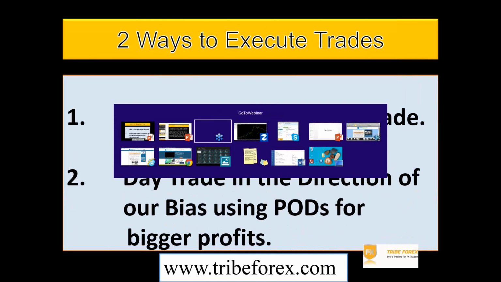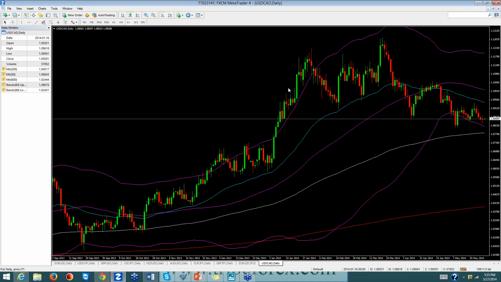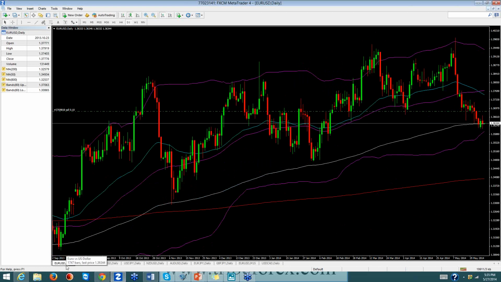So let's go ahead and take a look at the charts. What you're going to notice is today I am trading off of a FXCM chart, or MetaTrader 4, I should say. The charts are more or less the same. The price action more or less is the same. Of course, MetaTrader 4 is the easiest platform that you could ever imagine.